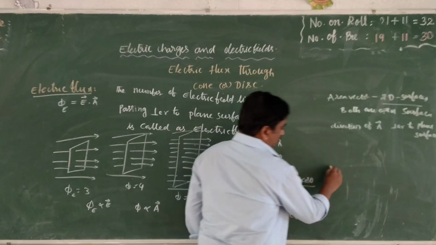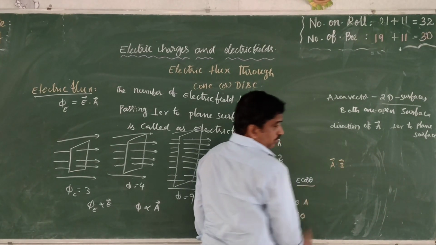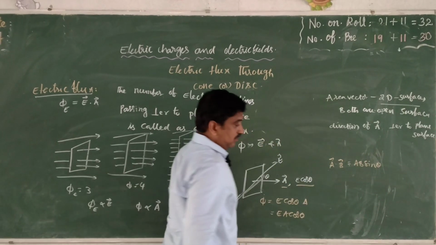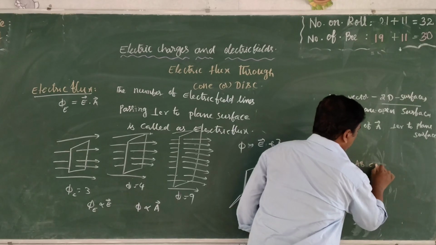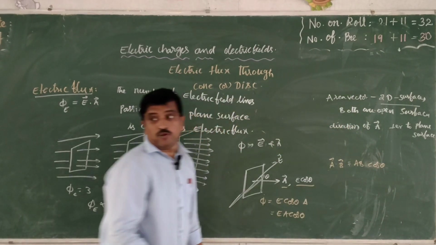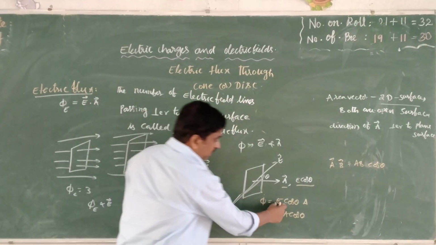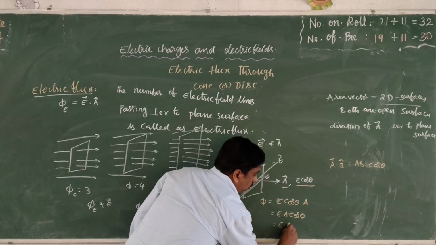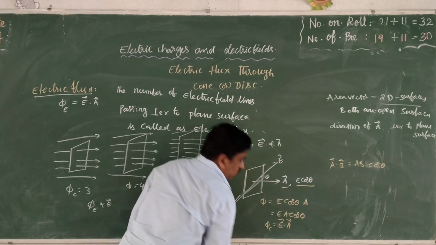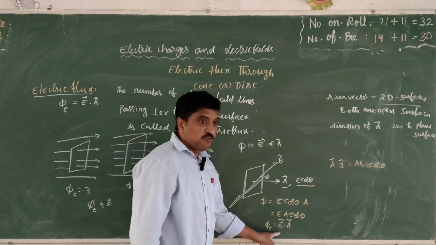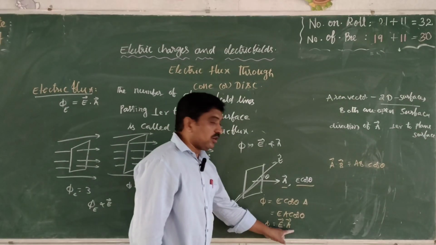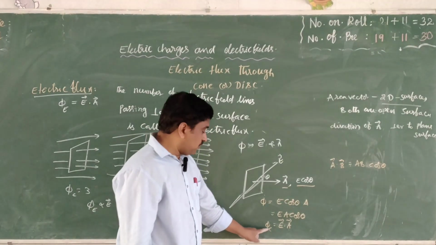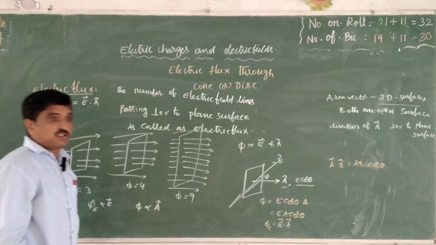So we know the dot product: A vector dot B vector gives AB cos theta. Sorry, not sin, the dot product of A vector and B vector is AB cos theta. Here E cos theta into A means EA cos theta. What can we write? Flux equals E dot A, the dot product of electric field vector and area vector. The result is a scalar quantity, so flux is a scalar quantity.